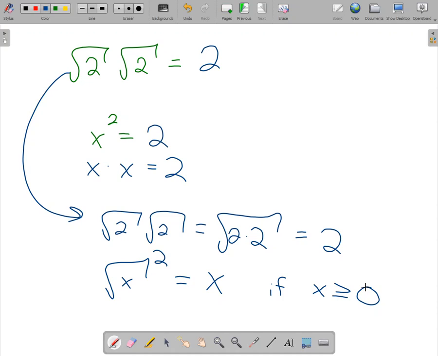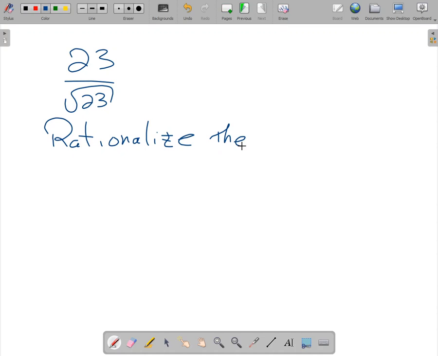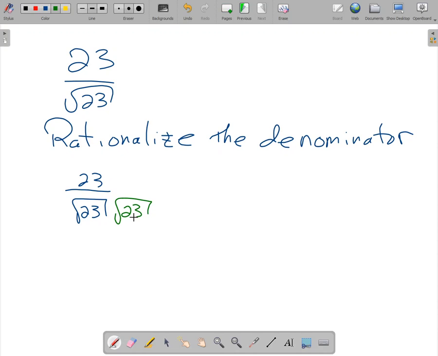So Elsie's question from the homework, 23 divided by the square root of 23, the question said rationalize the denominator. So what that means is look at the denominator and ask yourself, is the denominator a rational number? No, square root of 23 is not rational. Okay, how do we get rid of the square root? We can't just erase it. So the trick is we multiply by the square root of 23, because that's going to cancel the root.